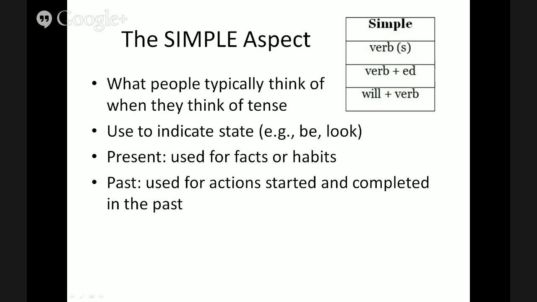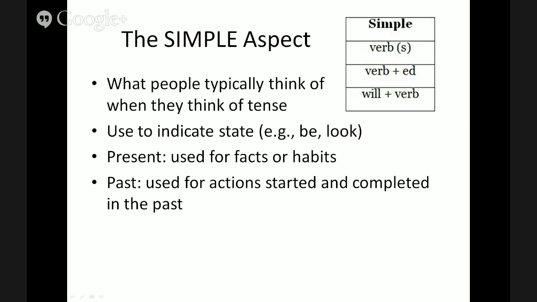Now, I talked about tense, but what I really want to focus on here is aspect. Because you know tense. Tense is easy, but within tense you have aspect, and aspect gives more information about what's going on. And to really be effective when you're editing and writing, you need to know aspect and how it works.